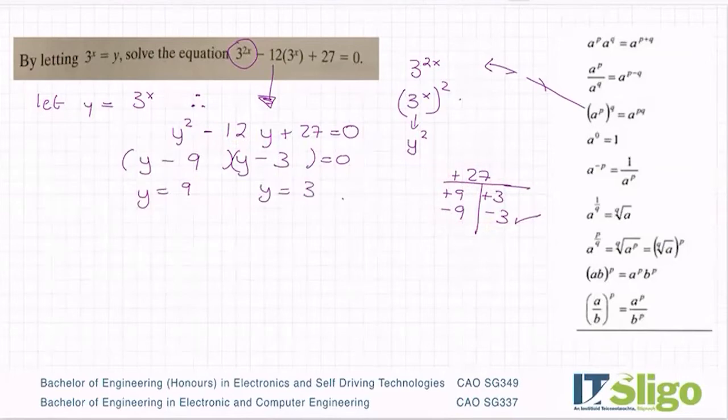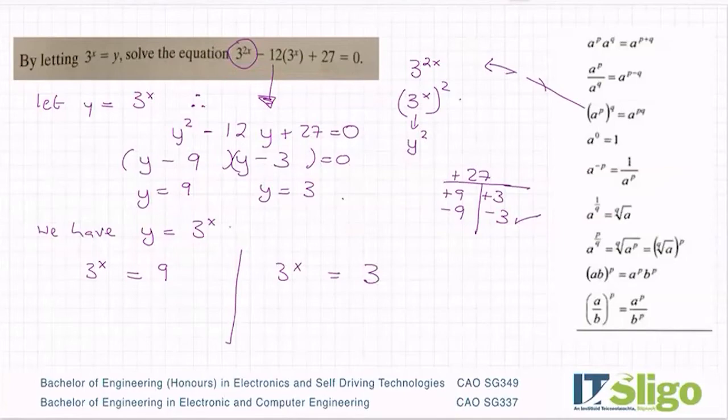We're not quite finished yet, even though it may feel like you are. The reason we're not finished is that the variable in our equation was x, so we need to solve for x. We have y being equal to 3 to the power of x, so therefore 3 to the power of x is equal to 9. I just swapped them around there. And we have 3 to the power of x is equal to 3.